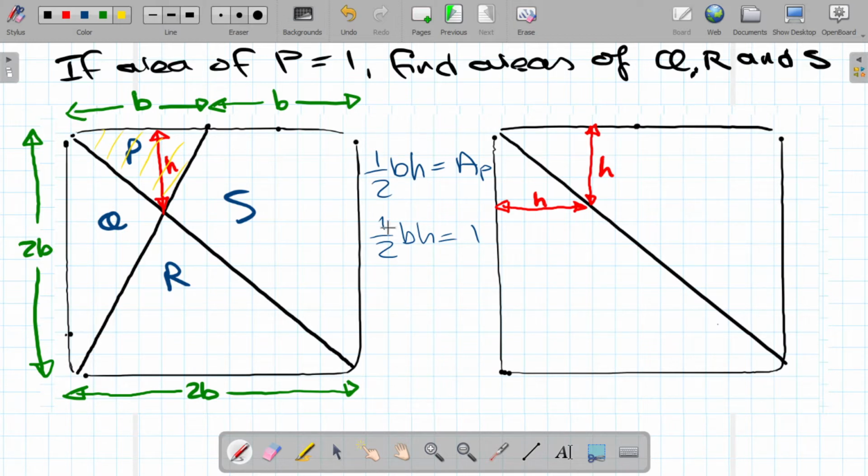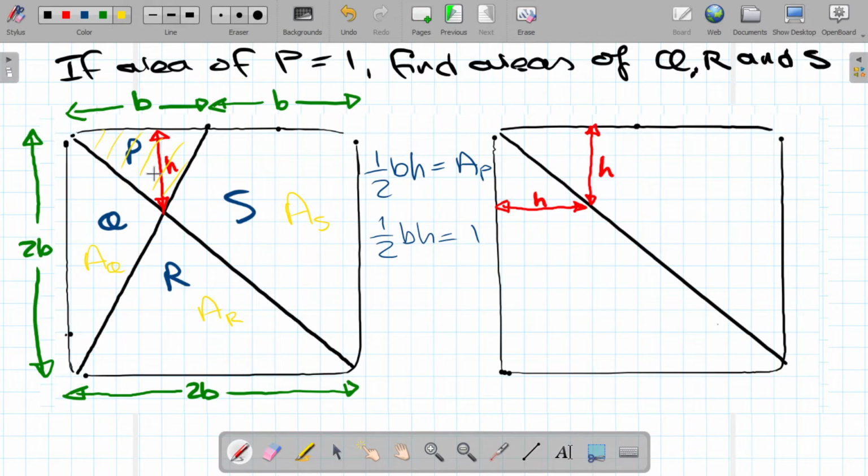But what we have to find is the area of Q, the area of R, and the area of S. Okay, so how do we do that? Let's have a look at triangle Q. How do we work out what the area of Q actually is if we don't know what the actual dimensions of B and H are?